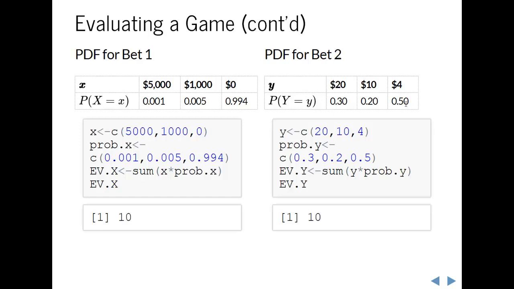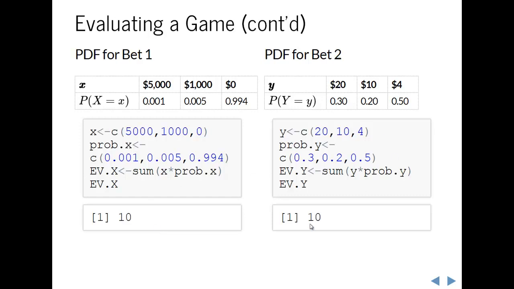We'll do this in R. So you can see that the code from the previous slides has just been modified to fit each of these bets. In other words, we've just changed the values in the list of x and the corresponding probabilities for the expected value for the random variable x, and we get the expected value to be 10.